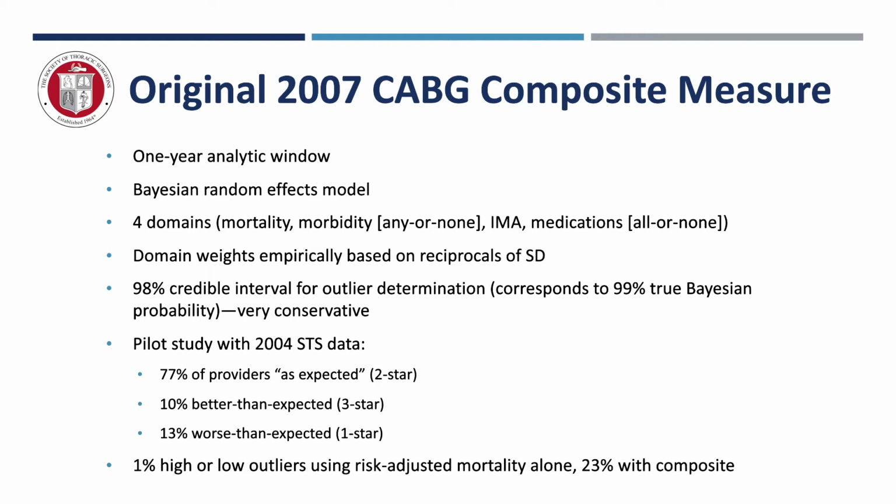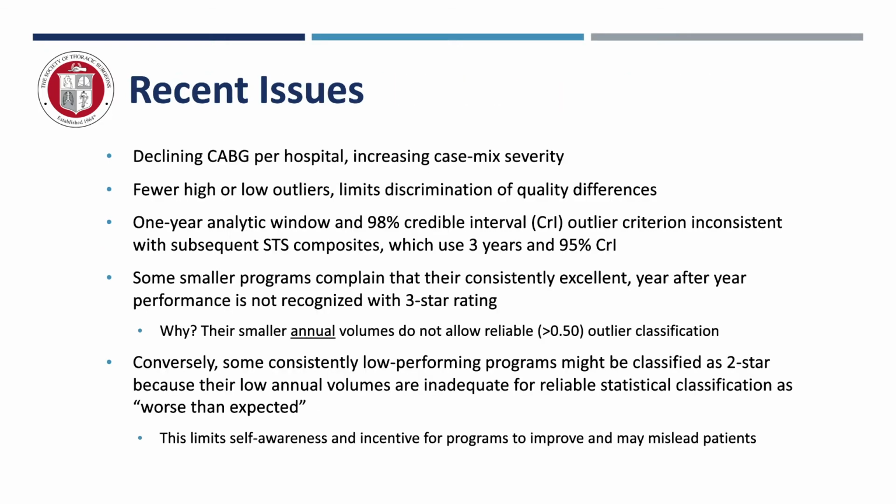In a pilot study using 2004 data, 77% of participants were as expected, 10% were better than expected, and 13% were worse than expected. Notably, if risk-adjusted mortality alone had been used to classify outliers, only 1% of participants would have been able to be classified as 1 or 3 stars versus 23% using the composite.